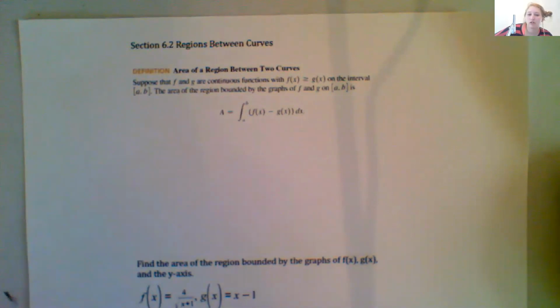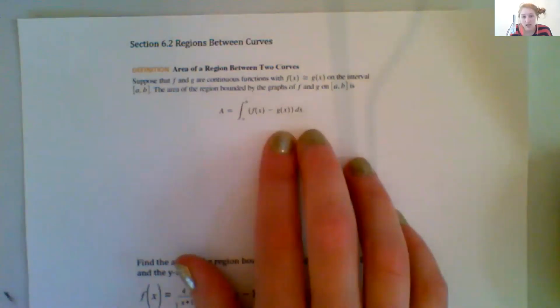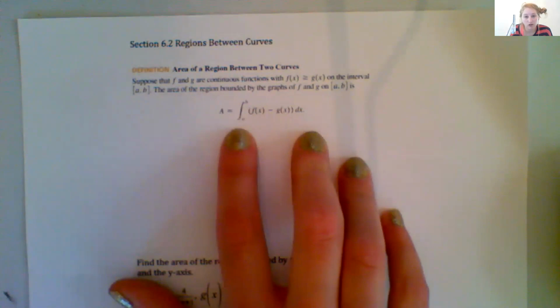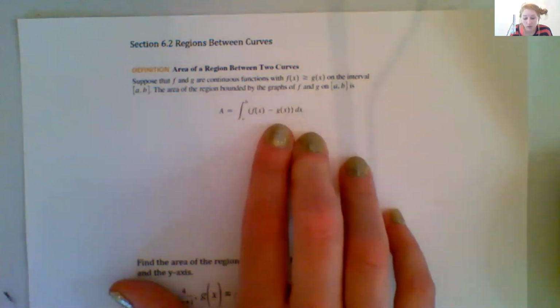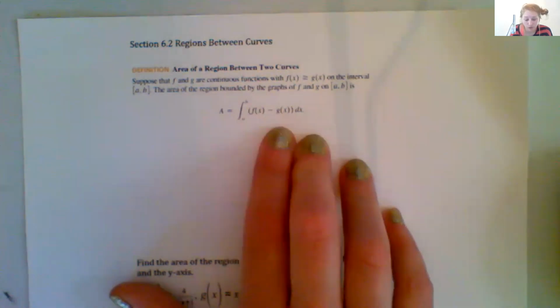So section 6.2 is going to be about finding the regions between our curves. What we're going to do is use the premise that we learned in section 5.2 with our Riemann sums, and apply that to this section. In essence, we're going to have two different functions, and we are going to first find our bounds by finding where the two functions intersect, and then we are going to integrate and subtract the result, okay?